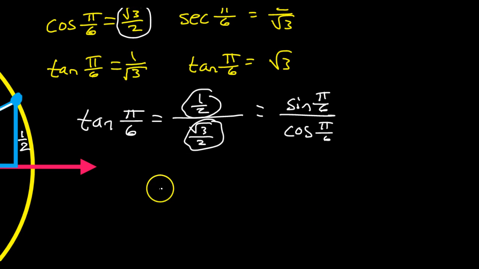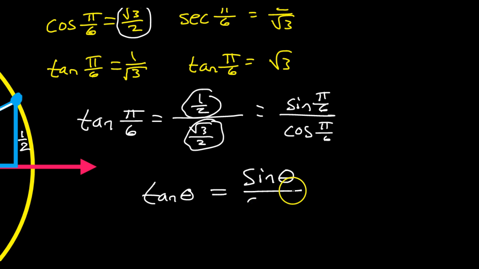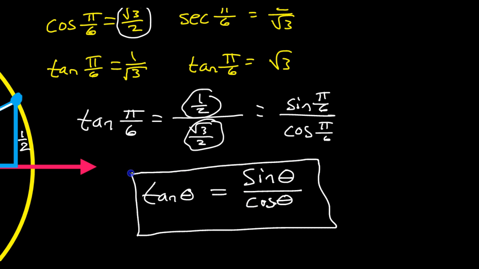Okay, so that was cosine pi over 6. So what I need you to understand is that tangent of an angle, in fact, let me just put theta in here because it's really general. The tangent of an angle is always equal to the sine of an angle divided by the cosine of an angle. Okay? This is going to come up over and over and over again. So memorize this fact. All right, tangent is sine over cosine.